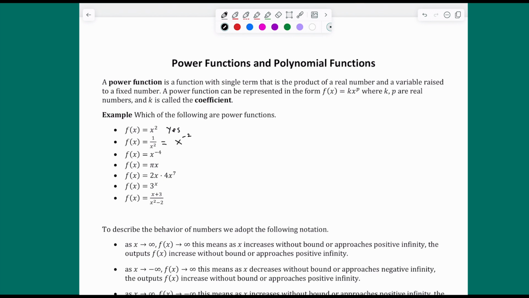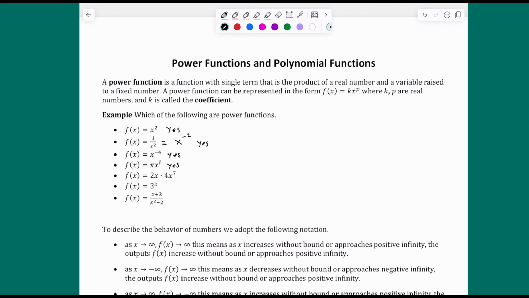Likewise, x to the negative 4th is a power function, so that's a yes as well. F of x equal to pi times x, well, we have a coefficient of pi times x to an exponent of 1. When we don't write the exponent there, it's understood to be 1. So f of x equal to pi x to the 1 is a power function.